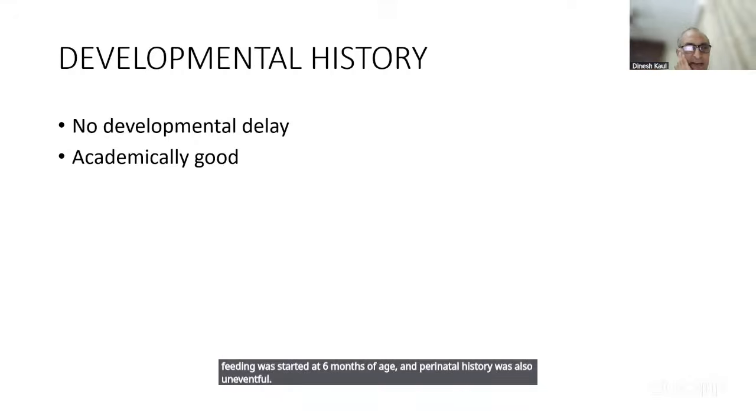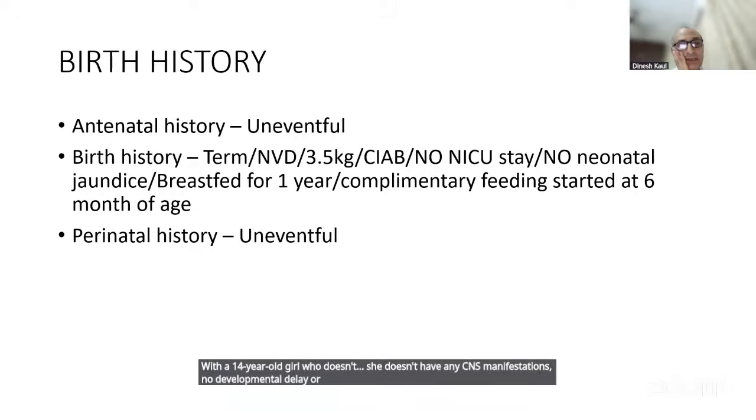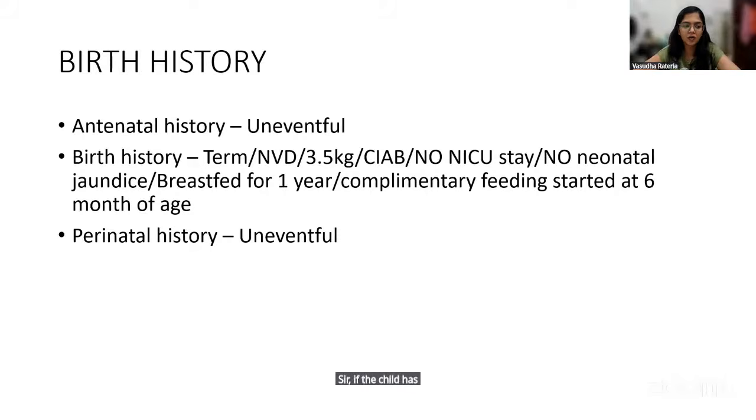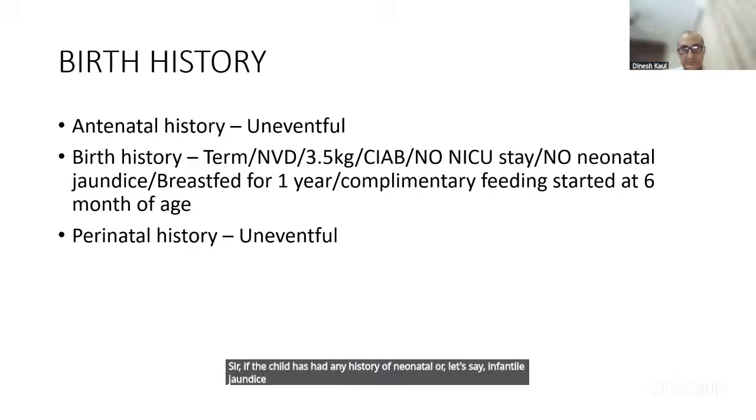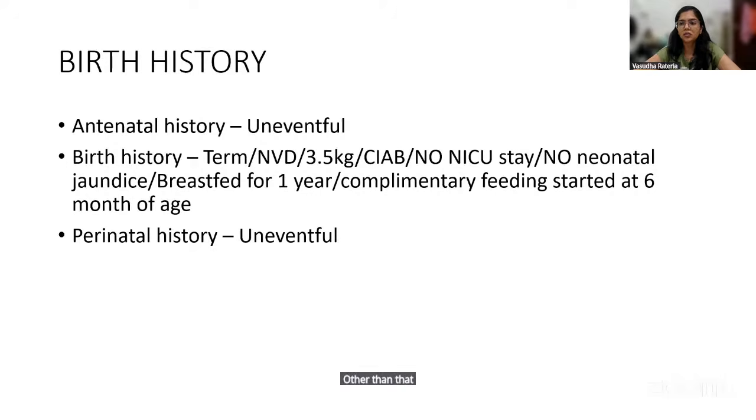Does birth history have any relationship in a 14-year-old girl who doesn't have any CNS manifestations, no developmental delay or anything like that? If the child has had any history of neonatal or infantile jaundice, then I would suspect and look for stigmata of CLD in this patient, because a lot of complaints can be explained by the same.